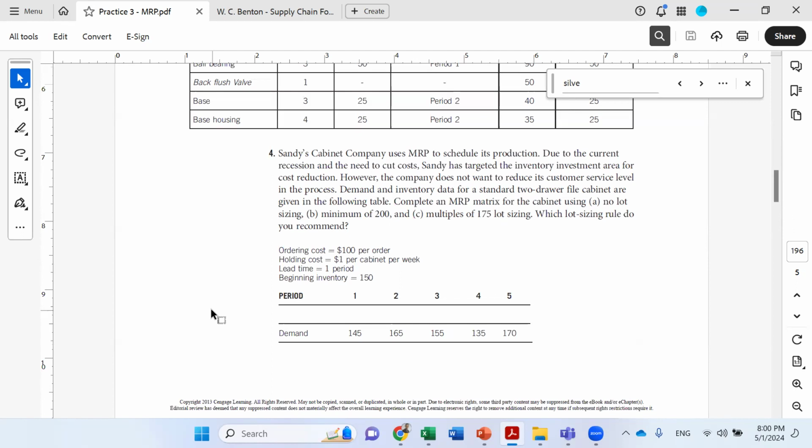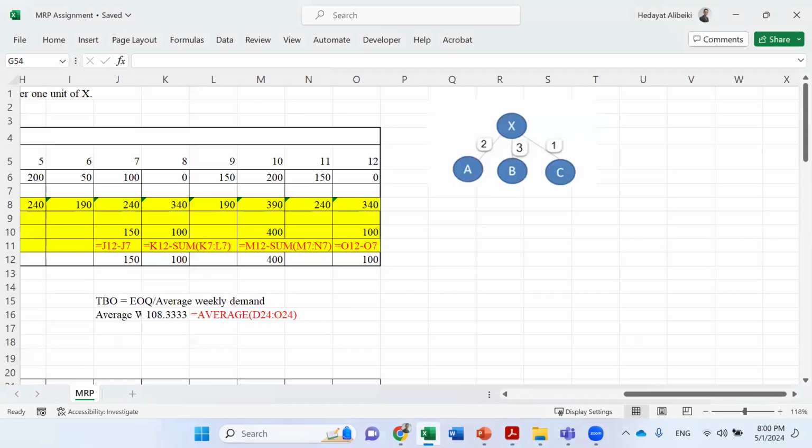Complete an MRP matrix for the cabinet using 1. No lot sizing, 2. Minimum of 200, 3. Multiple of 175 lot sizing. Which lot sizing rule do you recommend? We have ordering costs, holding costs, lead time, and beginning units. So this is question 4. Let's just do this one.